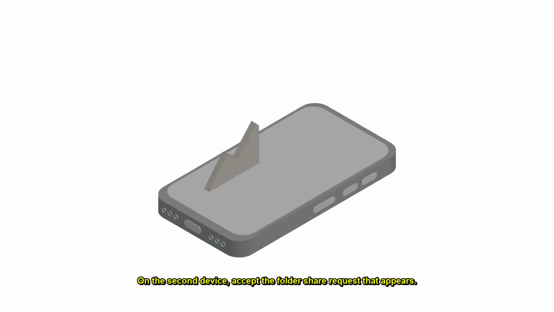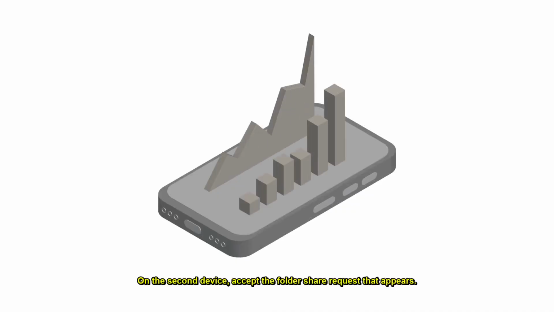On the second device, accept the folder share request that appears. You are now prepared to add files to the synchronized folder. Any changes made in this folder will automatically sync to the connected device. Begin editing your files with low latency and enhanced efficiency.